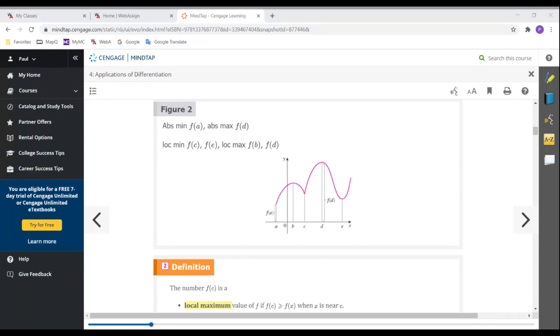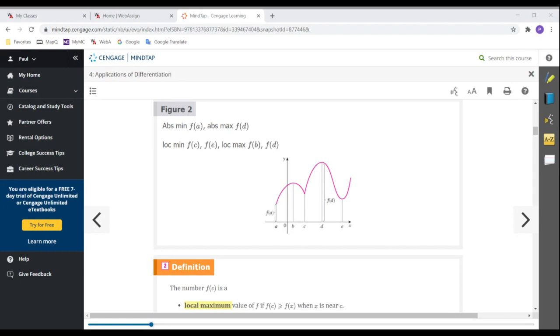Okay, it's not the absolute min though. And then we have local maxes, f of b and f of d. Now, f of d, by the way, is also an absolute max. But in the neighborhood around d, f of d is considered a local max in that neighborhood, locally.